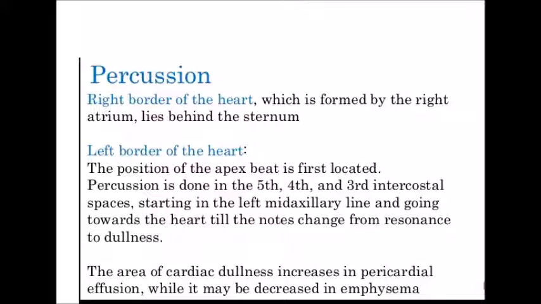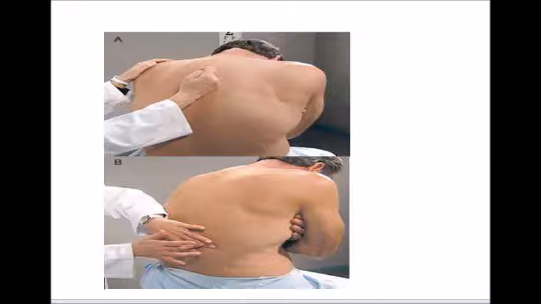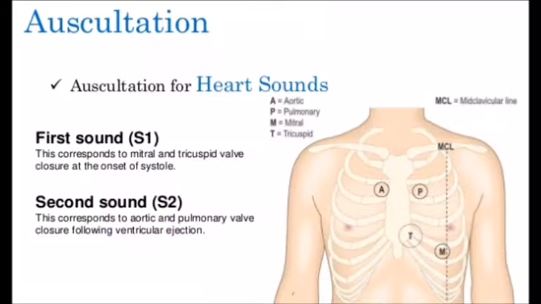Then next, you can see one diagram given here. Basically it shows on the back side how percussion is performed. You can see in diagram B how the fingers are placed and percussion is done. Then after percussion comes auscultation.